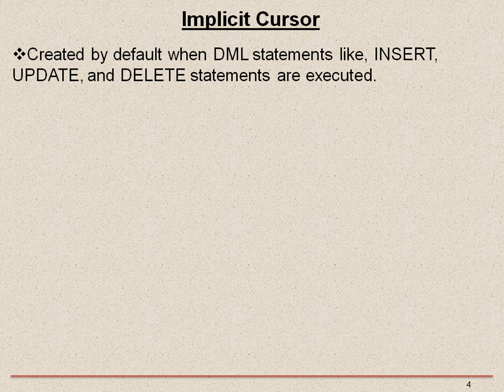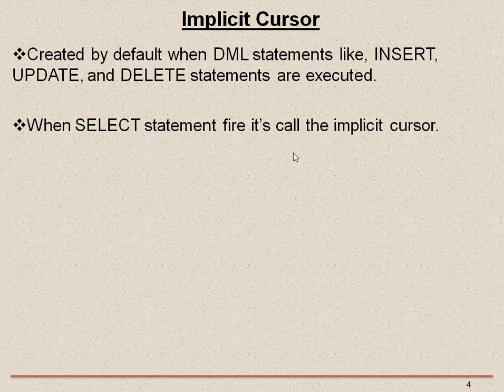It is created by default when DML statements like insert, update and delete are executed. So this type of cursor is automatically built in and created by default. We never create an implicit cursor, but it is executed when we fire a simple insert, update or delete query. When a select statement is fired, it is also an implicit cursor. If we fire a query like select star from student, then ultimately in the background the implicit cursor will be called.